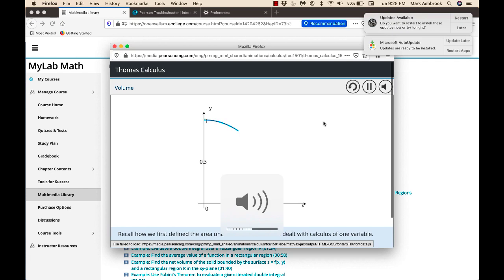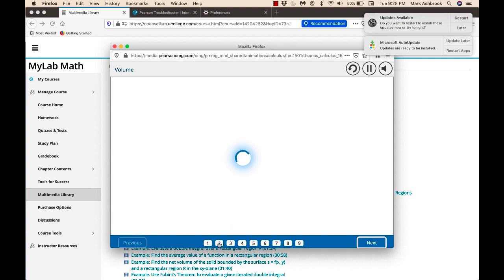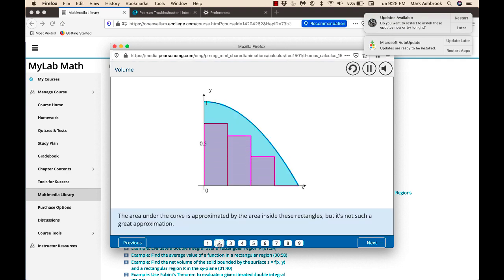Recall how we first defined the area under the curve when we dealt with calculus of one variable. The area under the curve is approximated by the area inside these rectangles, but it's not such a great approximation. As we use thinner and more rectangles, we can get a better approximation of the area under the curve.